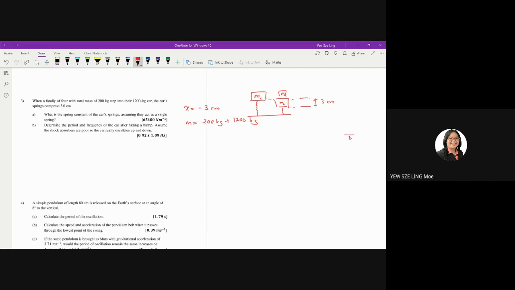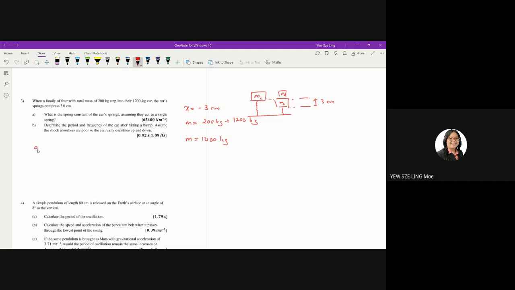Initially, the spring is at its equilibrium position. And then you hang a mass, it starts to stretch the spring. So this is what happened. So now my M total equals 1,400 kg. So what is the spring constant of the car?